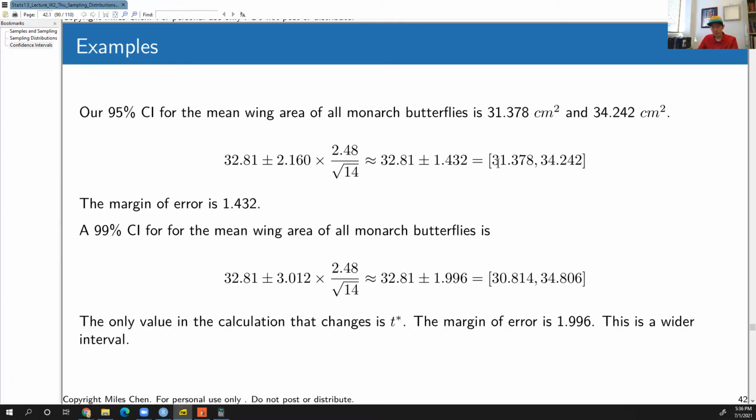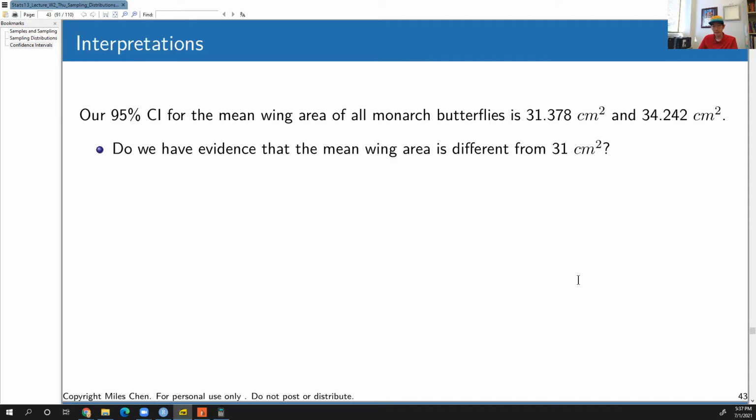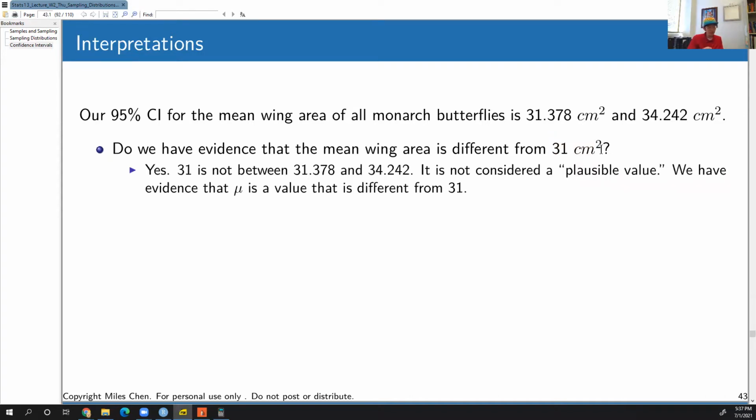Okay, but this is interesting here. My confidence interval here goes from 31.378 to 34.242. This one goes from 30.8 to 34.8. With our 95% confidence interval, we ask the question: do we have evidence that the mean in our population is different from 31? The answer there is yes. We looked at our interval, and 31 is not inside it. My interval goes from 31.378 to 34.2, and 31 is outside of that range. So we say, I'm confident that it's not 31.